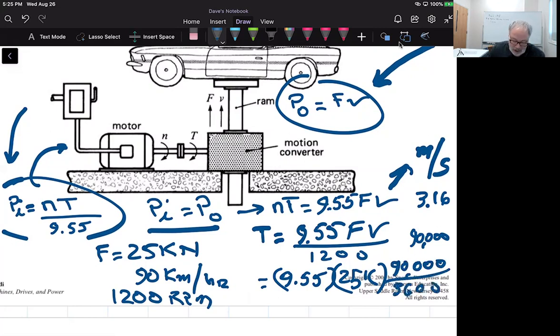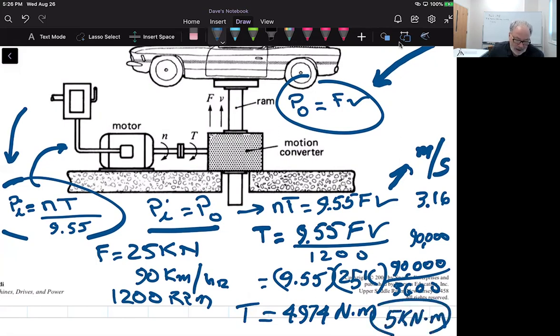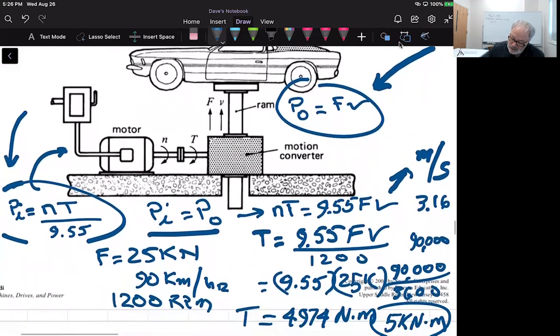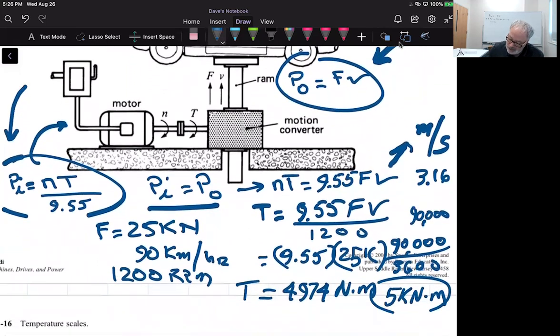And it gives us a torque needed of 4,974 Newton meters. And he says that's approximately 5 kilonewton meters. All right, and what have we done? Again, we've calculated the torque that's developed by our motor to be able to cause this situation to happen.